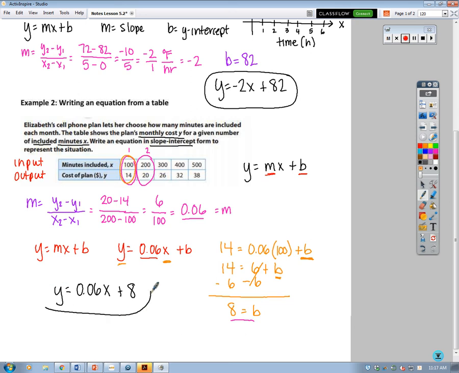And this is a real world situation here. Most of you guys have cell phones or, some of you even pay for your own. So this would be like the monthly fee, like no matter what, she has to pay this much per month, $8 per month, plus 6 cents per every minute that she includes in that plan. And that would give her total cost. So input x, output y, multiplied by our slope, add our y-intercept.